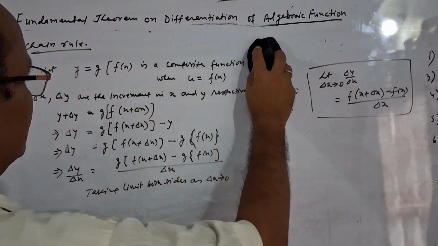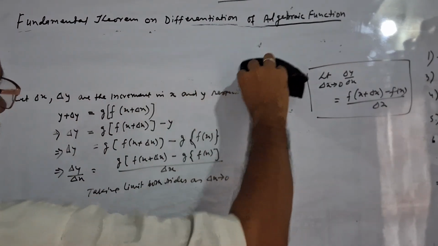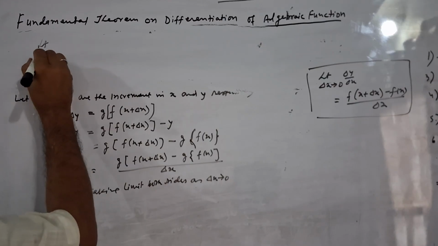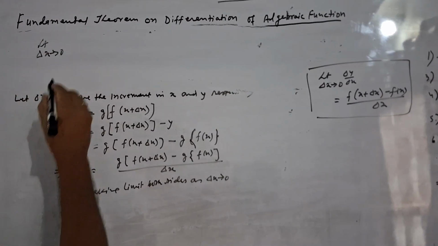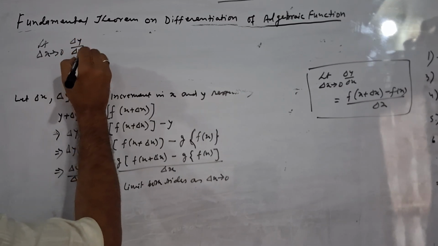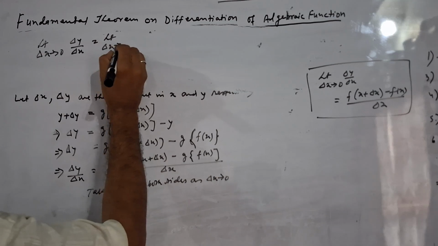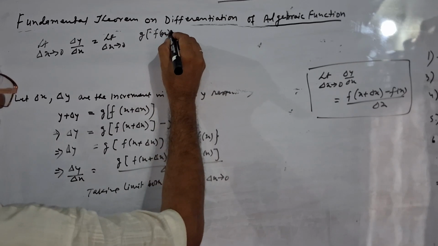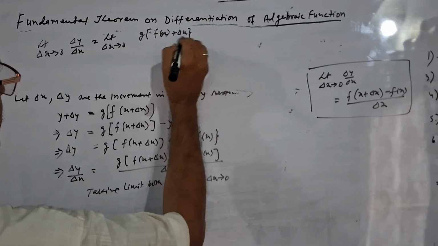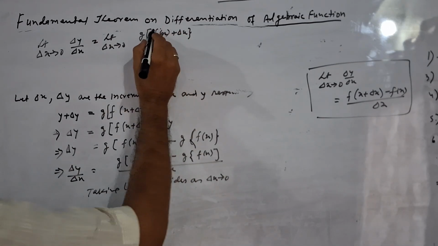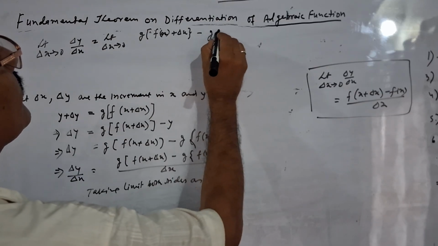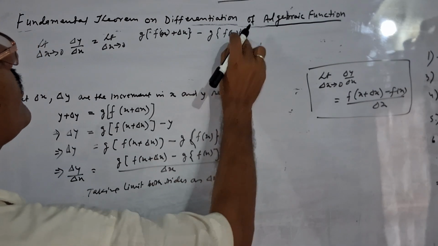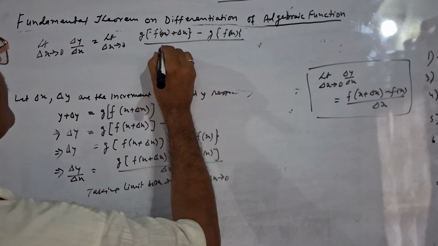I am erasing the arrow line. We will get limit delta x tends to 0, delta y by delta x equal to limit delta x tends to 0, g of function of x plus delta x minus g of function of x, divided by delta x.